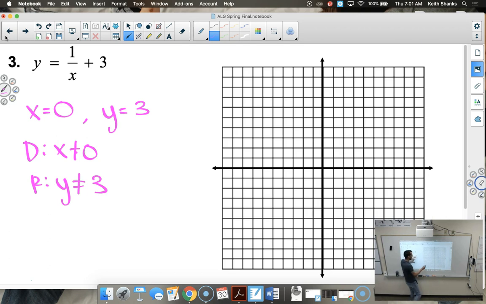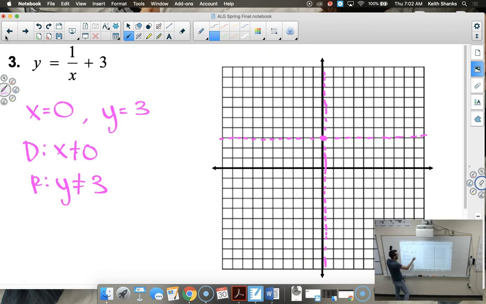So I would graph my asymptotes. I've got x equals 0. This is when x equals 0. And y equals 3. Okay. Notice what I did, by the way, and a lot of people do this backwards, is y equals 3. So I went up to 3 on the y-axis. And that's where my line should go through. I don't go up and down for my y lines.